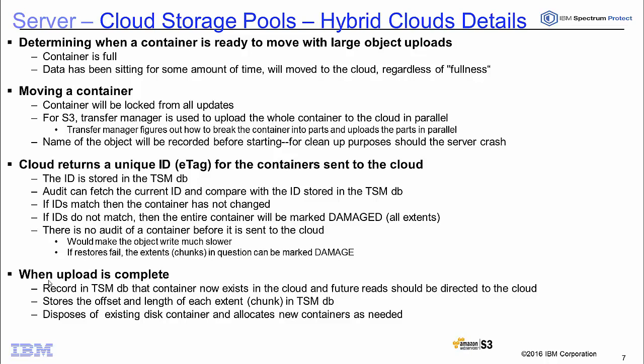So when we've actually uploaded data to the cloud, we record that in the TSM database. And then we store the offsets and lengths of each of the extent chunks inside of the Spectrum Protect database. And finally, we clean up after ourselves and dispose of any of those existing disk containers and allocate new containers as needed out in that disk cache.